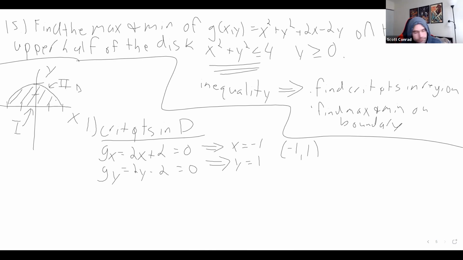So is the point negative 1, 1 inside the disk x squared plus y squared less than or equal to 4, y greater than or equal to 0? Well, y is greater than or equal to 0. And when you plug the point negative 1, 1 into the first inequality, you get x squared plus y squared equal to 2, which is indeed less than or equal to 4. So since it's in there, we're going to check our function at that point.